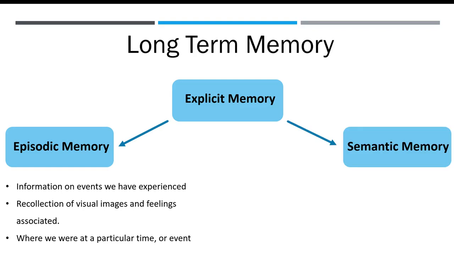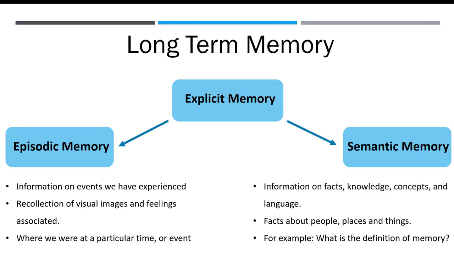And then explicit memory also includes semantic memory, which is information on facts, knowledge, concepts, and language. This can also include facts about people, places, or things. So for example, what's the definition of memory? Or what chapter is memory in the textbook? So information on facts, knowledge, and different concepts. And remember, for explicit memory, we're consciously trying to remember and recall these memories.